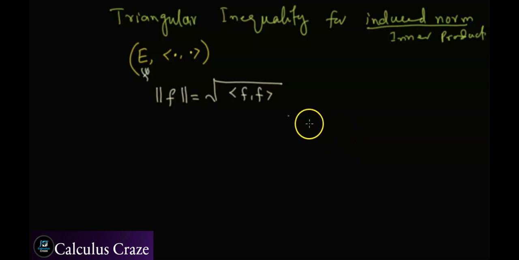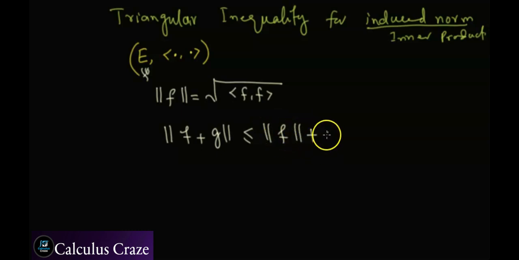So now I will do what? I'll prove that under this norm, the triangular inequality holds. In other words, the norm of f plus g is less than or equal to the norm of f plus the norm of g. So the norm of a sum is less than or equal to the sum of the norms of the elements from the inner product space. But one more thing that I will assume here is that the field K can be either the real numbers or the complex numbers. So let's say it's a complex field. Okay, so let's work with it.